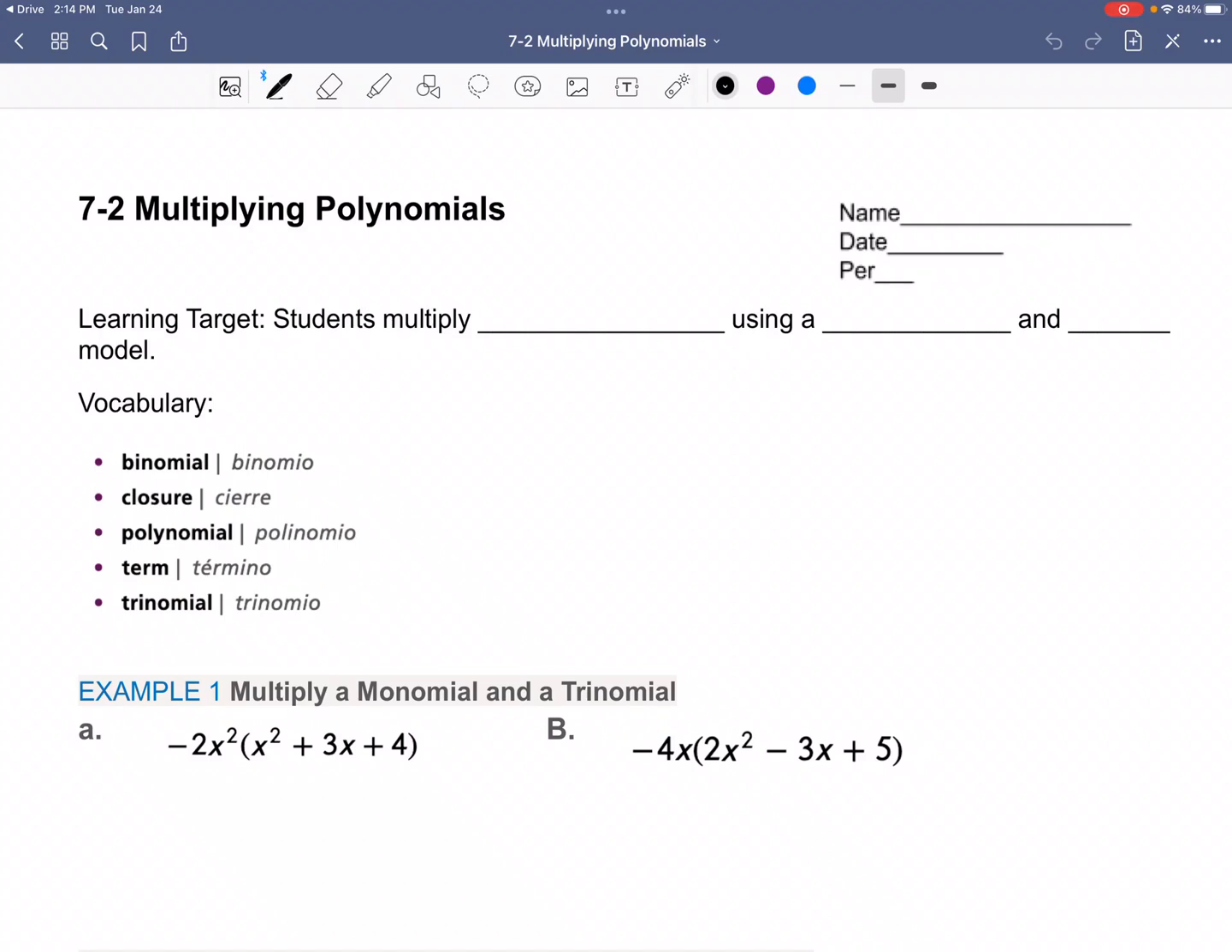Hello, Algebra students. Today we're doing 7-2, multiplying polynomials. Our learning target is that students multiply polynomials using a table and distribute method.